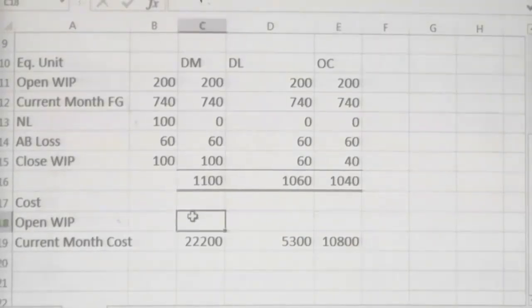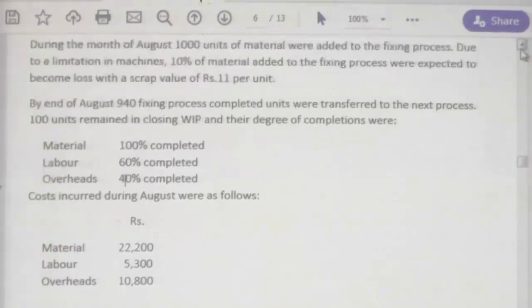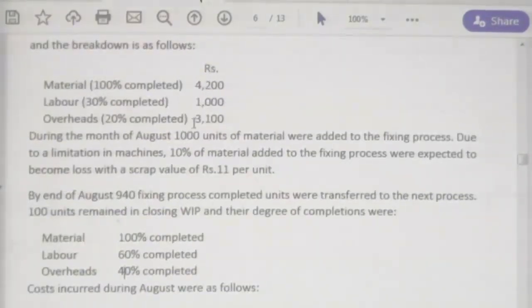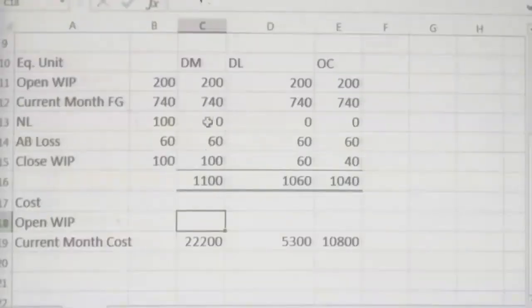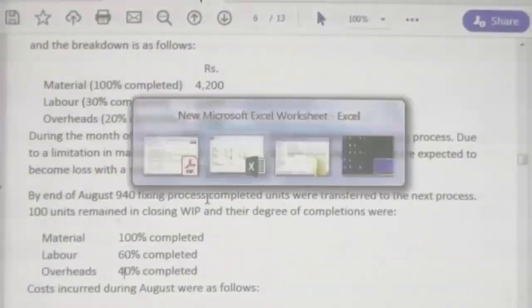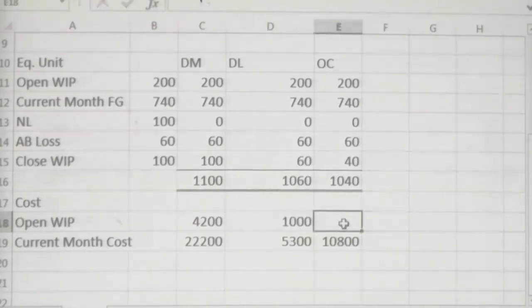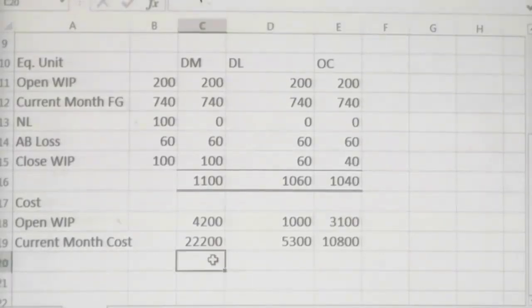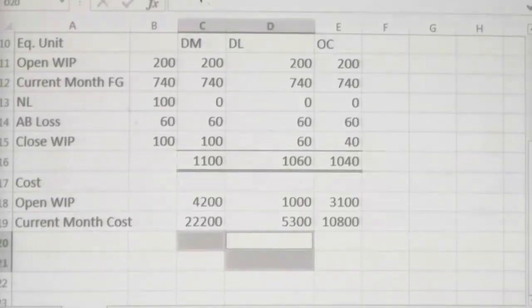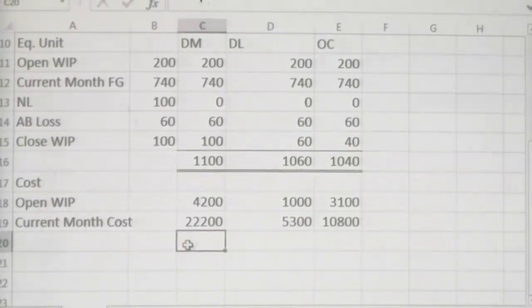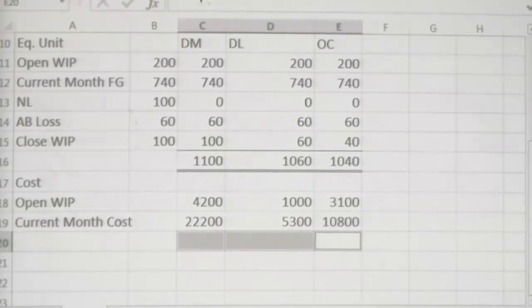Then the opening cost, they have given the detailed breakdown of each cost category for the opening work in progress: 4,200, then 1,000 and 3,100. Now you can take the total here, the total for each cost category.